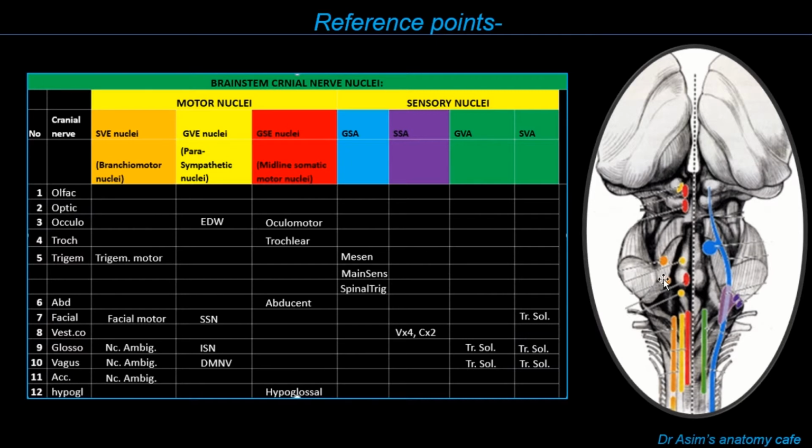Then you can see that the cranial nerve nuclei have been overlaid on the brainstem. These have been color coded to match the colors of the columns in the table over here. For instance, you can see the motor columns over here in the red, yellow, and orange coloration, matching with the red, yellow, and orange color in the table. Then you can see the sensory columns over here in blue, purple, and green color, matching with the blue, purple, and green color over here.